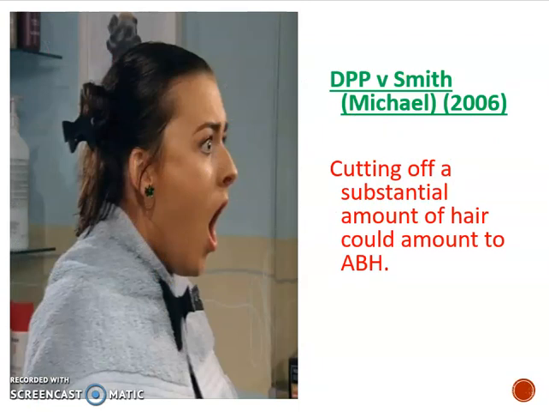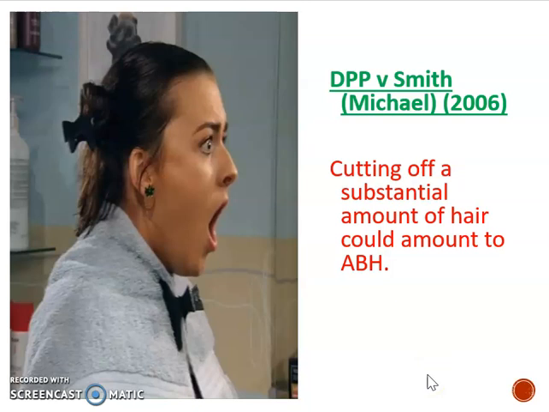Our next case is DPP v Smith, Michael, and in this case, the defendant cut off the victim's ponytail. And the defendant was found guilty of ABH. And the court said that cutting off a substantial amount of hair could amount to ABH. And I think that's quite an interesting case, because substantial obviously is subjective. What's substantial to me might not be to someone else. It also raises the question of hair that perhaps isn't on the head.